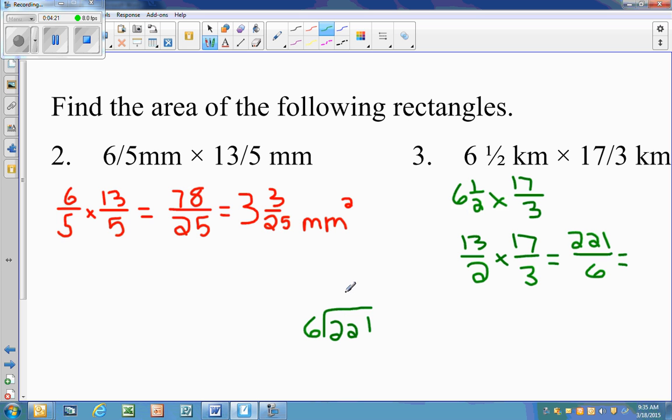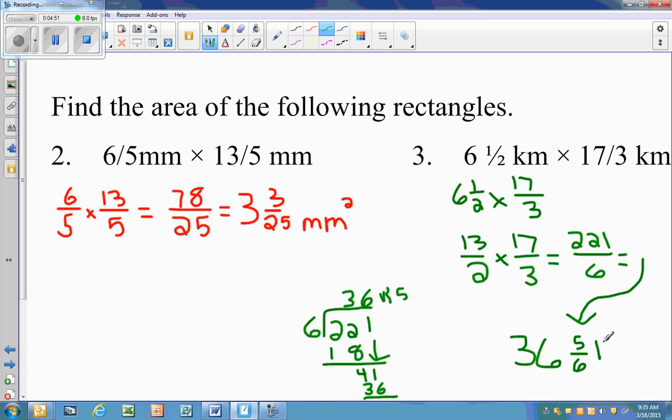So I'm going to do that so it's easier for me to see what my answers would be. I know that it goes in 3 times. And I know it goes in 6 times. And then I see that there's a remainder of 5. So then my answer over here, I'm going to carry it down so that I have some more room, would be 36 and 5/6 kilometers squared. So now we've found the area of those two rectangles.